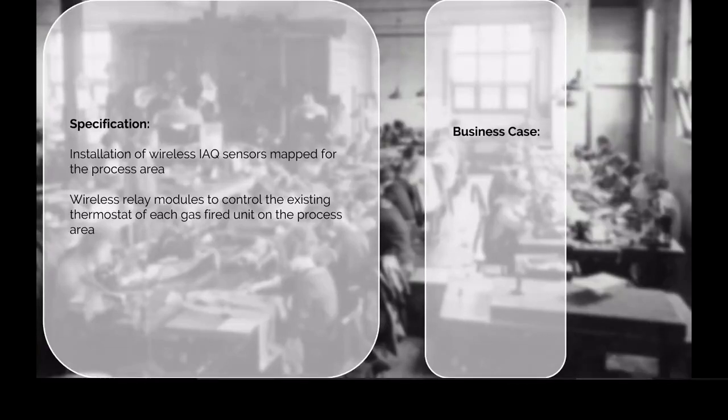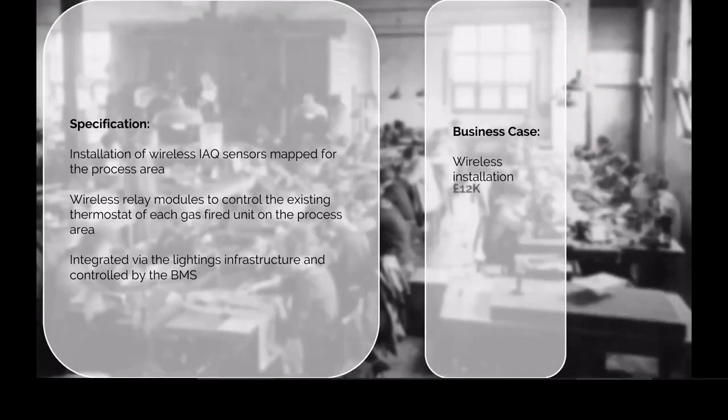Currently we've looked at the baselines, and what we do know is that things tend to be on 24/7 or running overnight. So by putting proper control in, with the data coming back to the front end, we're going to be able to capture that data and control it, which is the most important. I'm going to integrate that information over Zigbee through the lighting circuit, and then that will be converted to BACnet into the BMS. And the wireless installation business case, 12K.